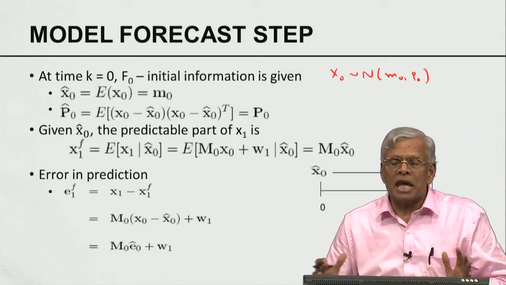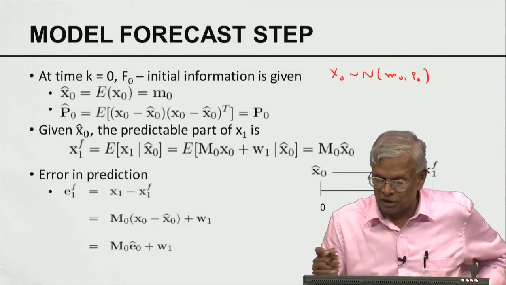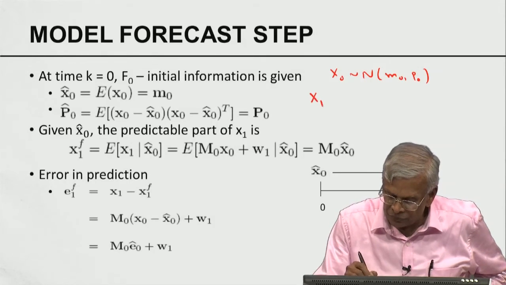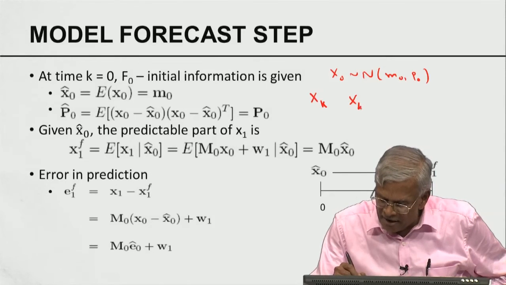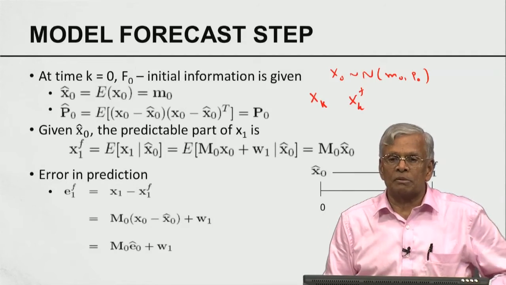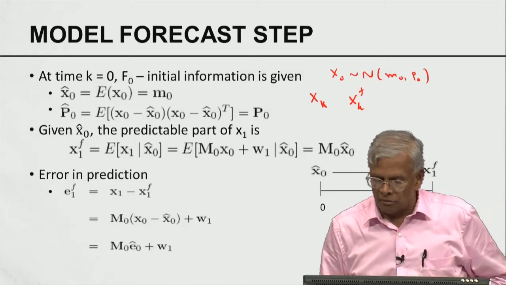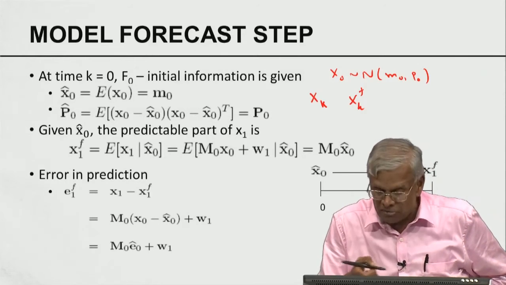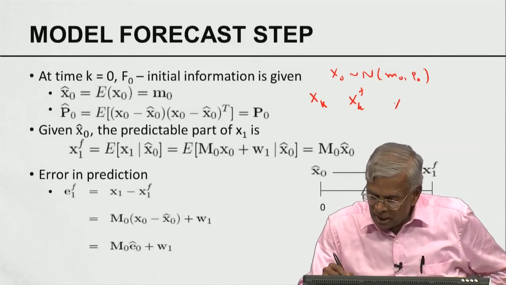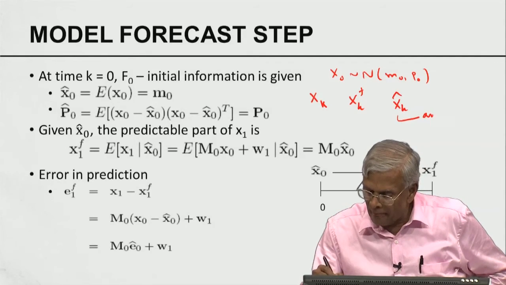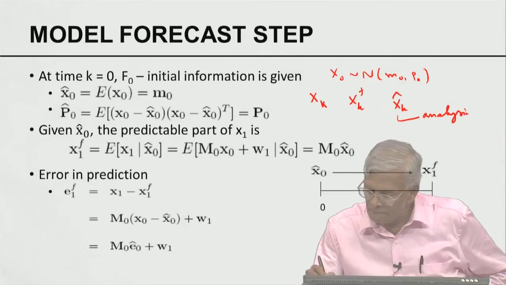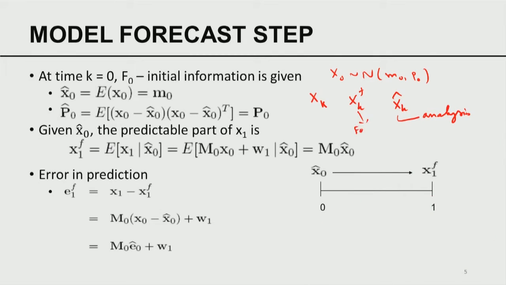Now I would like to be able to separate several quantities of interest to us. Xk is the true state. Xkf is a forecast estimate of the true state. Xk hat is the analysis. So this is the analysis. This is the forecast. So these are the two quantities we will go back and forth.